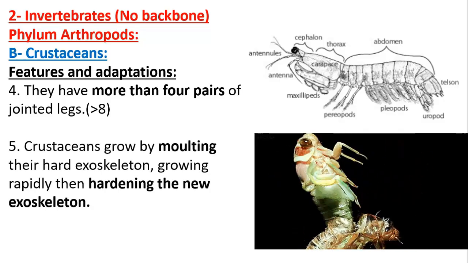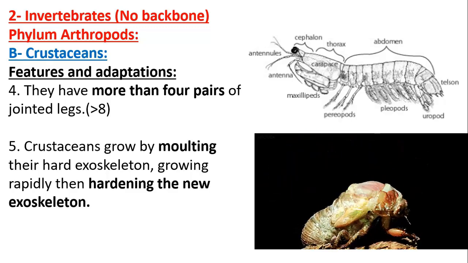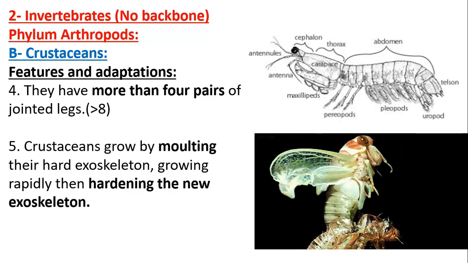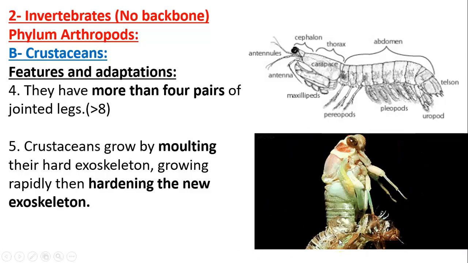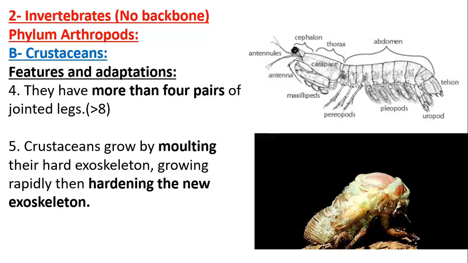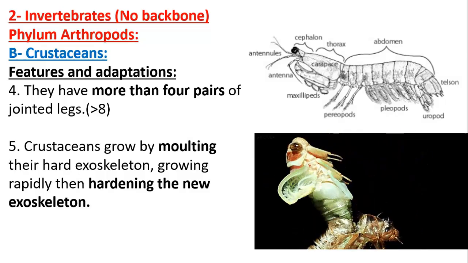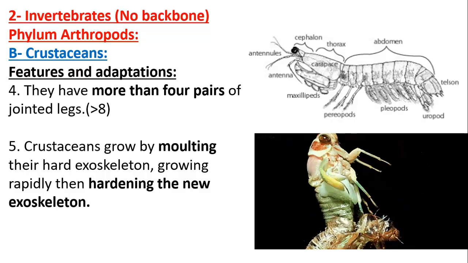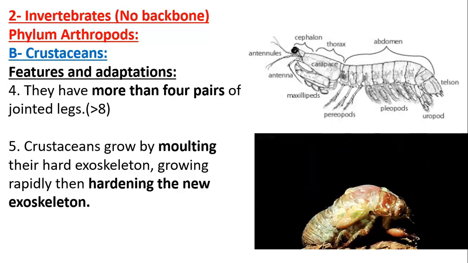Also, they have a very specific feature. They do molting, or they grow by molting. What's molting? It's leaving the exoskeleton and hardening a new exoskeleton. So they leave the old exoskeleton when it's tight or it's not suitable for their size anymore, and they start hardening a new exoskeleton, as you see in the GIF.